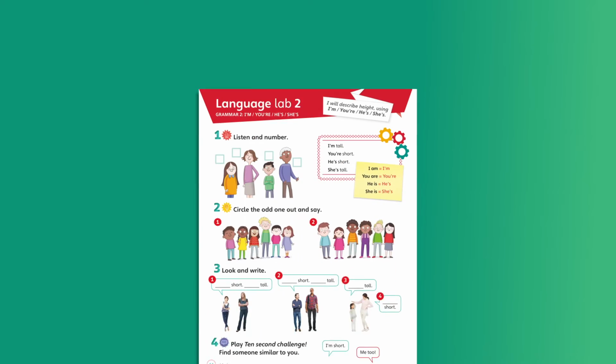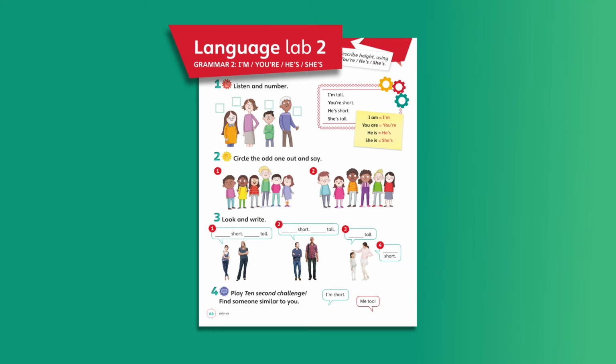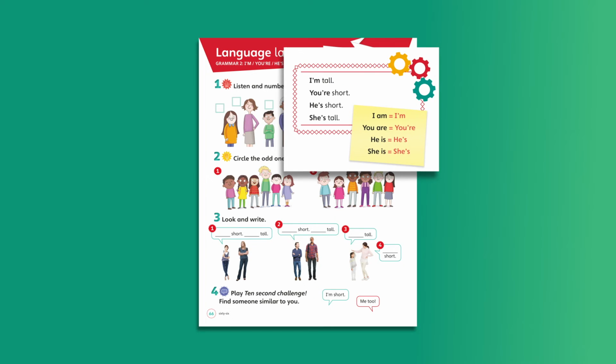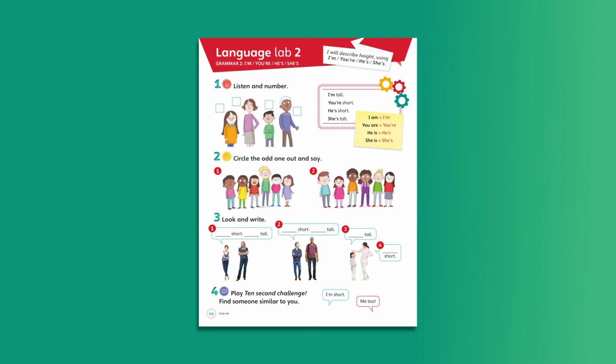The second Language Lab lesson, Levels 1 to 3 only, expands on the topic of Grammar 1. In lower levels, animations and stories help to teach grammar in context. Examples of the target language are clearly presented in the grammar boxes, and there is plenty of contextualised practice, including fun games and activities.